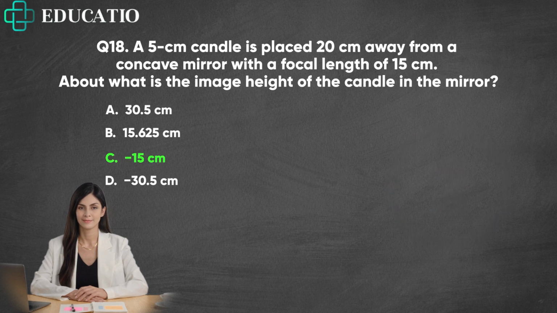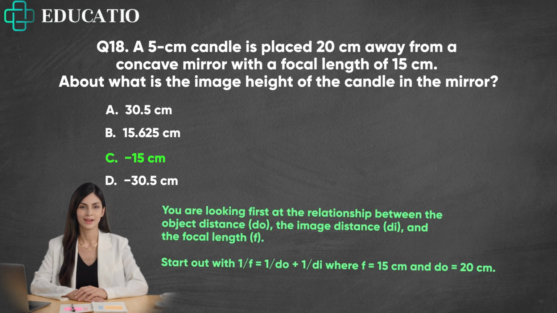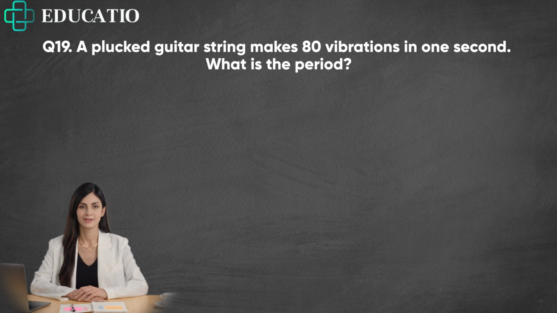Answer. C. Explanation. You are looking first at the relationship between the object distance, the image distance, and the focal length, f. Question 19. A plucked guitar string makes 80 vibrations in 1 second. What is the period?